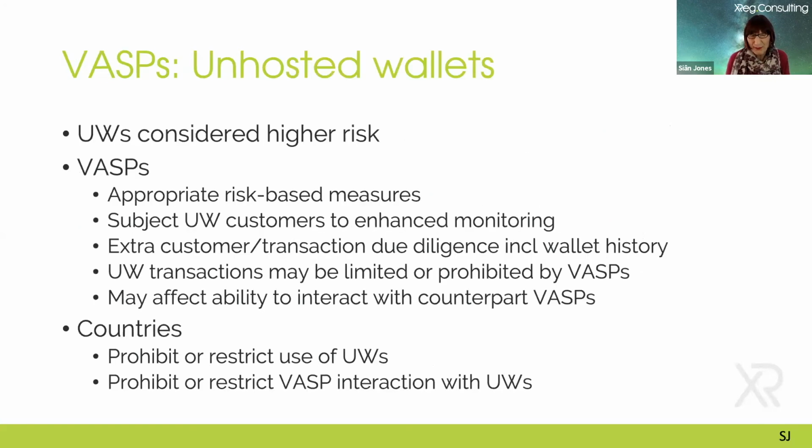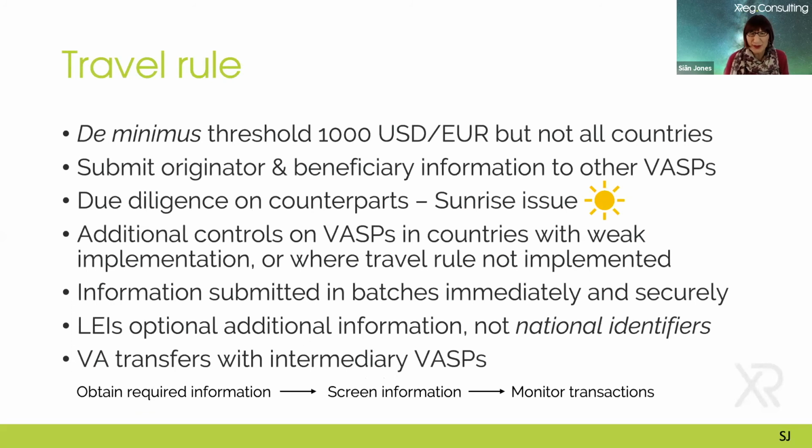There's also a requirement, as I mentioned before, to do due diligence on counterparts. And this itself gives rise to a whole raft of other problems about what's known as the sunrise issue. How do you identify whether there's a VASP? What happens if VASPs in the other jurisdiction aren't yet subject to a licensing regime, because not all countries are bringing this in or have brought it in at the same time? So there's this asynchronous nature in the implementation of regulation, and so on and so forth.